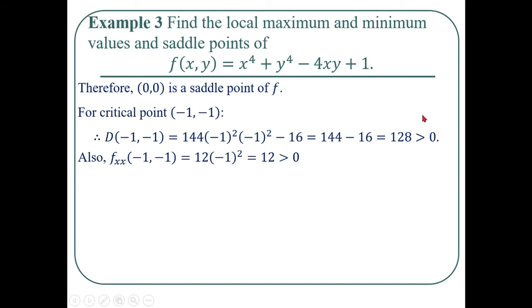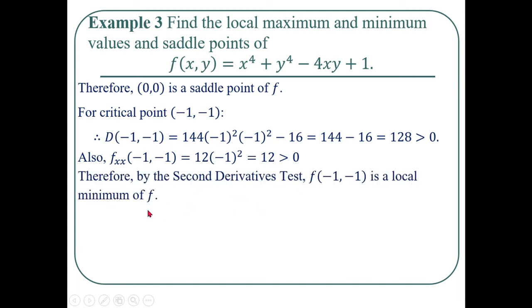See, when d is less than 0, the point is always a saddle point. When d is greater than 0, then that point may be a local maximum or minimum. When d is greater than 0 and fxx is also greater than 0, the point is a local minimum. And when d is greater than 0 but fxx is less than 0, the point becomes a local maximum. So now minus 1, minus 1 is a local minimum point of f.